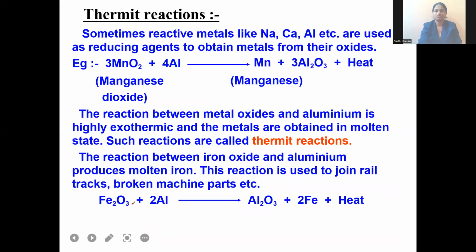Okay, so this is about the reaction. In the upcoming session, we are going to learn about the reaction called the thermite reaction. What is that? What is the use of it? We are going to learn in the next class.